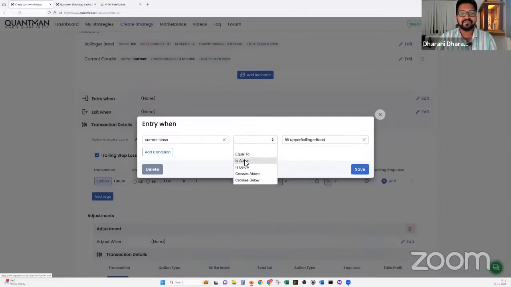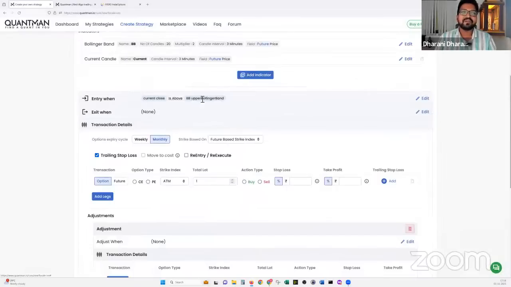Come on, guys, fill up the comment section and chat box. Is it above or is it below? Which one is correct? When is going to be my entry? Yes, it's above. Everyone says above. Good, superb. So I select is above and then save it. So now we have the entry.